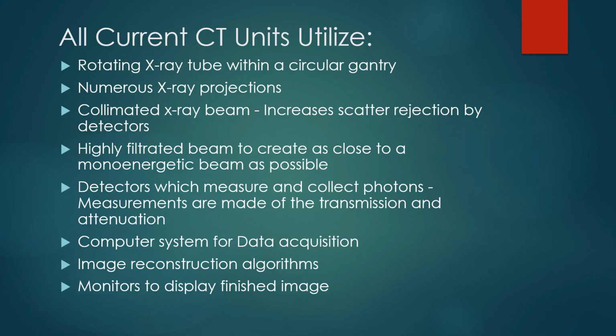CT units typically have the following components: a rotating tube within the gantry which provides many X-ray projections through the patient, a collimated X-ray beam to prevent scatter from reaching detectors outside of the scan area, heavy filtration to eliminate low-energy photons and create as close to a monoenergetic beam as possible, X-ray detectors to collect photons and measure transmission and attenuation, a computer system for collecting data, processing, and reconstructing images, and monitors in order to review the resulting images.